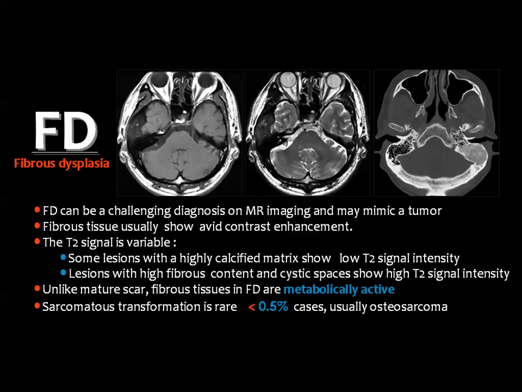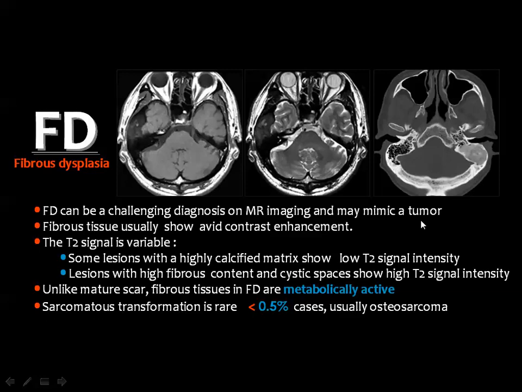Fibrous dysplasia may show sarcomatous transformation in less than 1% of the cases, usually towards osteosarcoma. It is a very good policy to diagnose fibrous dysplasia by CT or even by plain X-ray, but fibrous dysplasia is a challenging diagnosis on MRI. And you see here in the T1 weighted image, there is expansion of the squamous part of the temporal bone as well as involvement of the petrous bone.